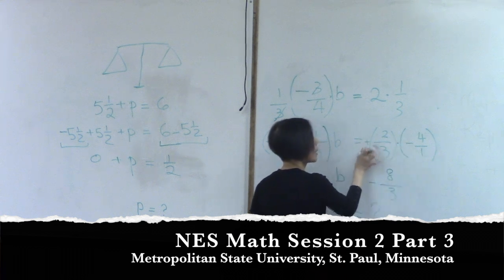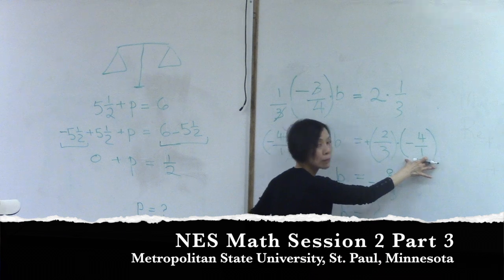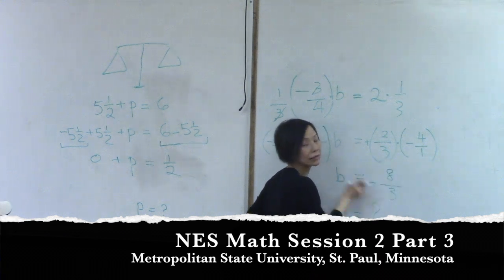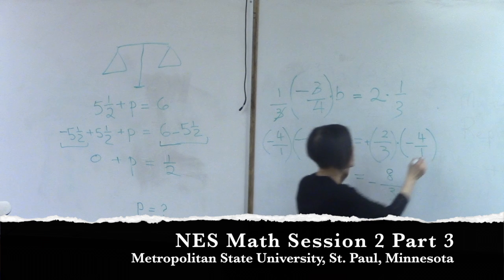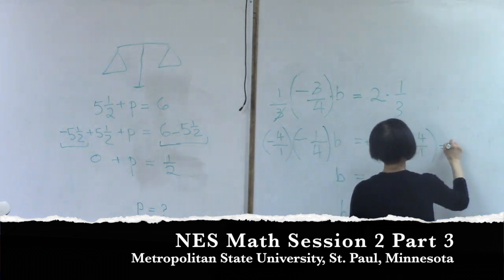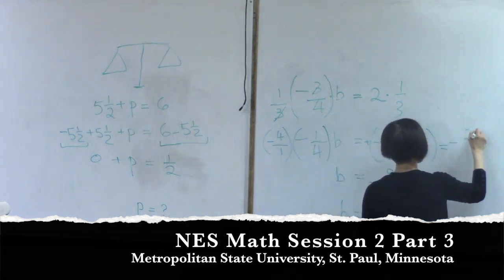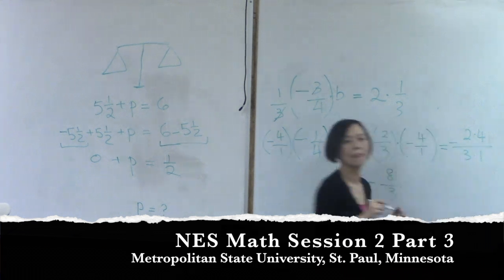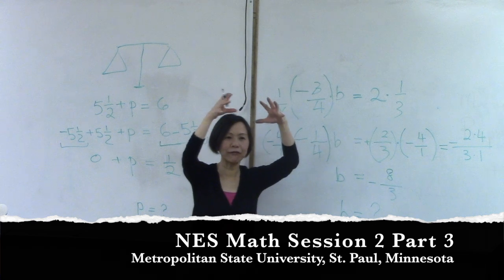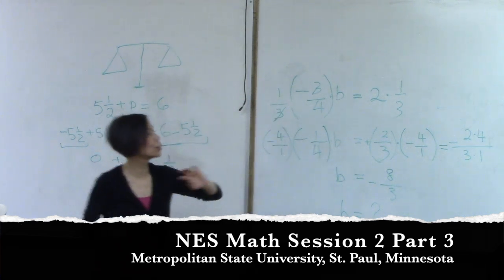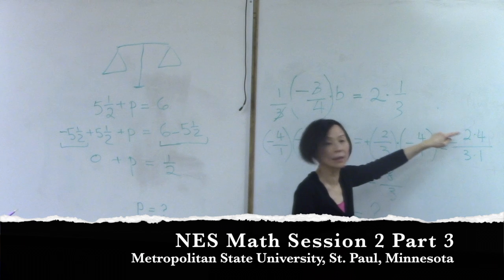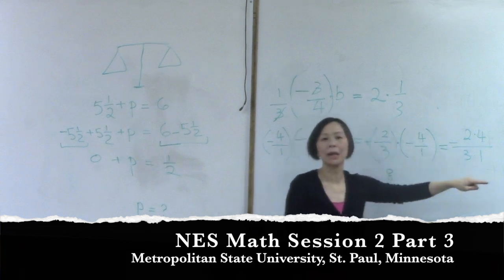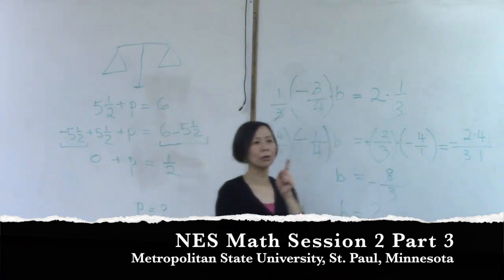When you multiply a number that is a plus and a number that is a negative, you get a negative. But does everybody see that this is the same as, I can write it this way, 2 times 4 over 3 times 1. When you have fractions that you multiply, you could actually write all the numbers at the top and all the numbers at the bottom. That only applies when you're multiplying.